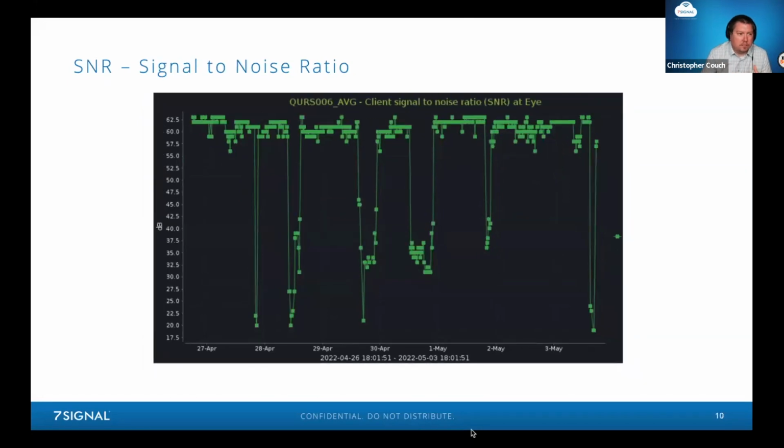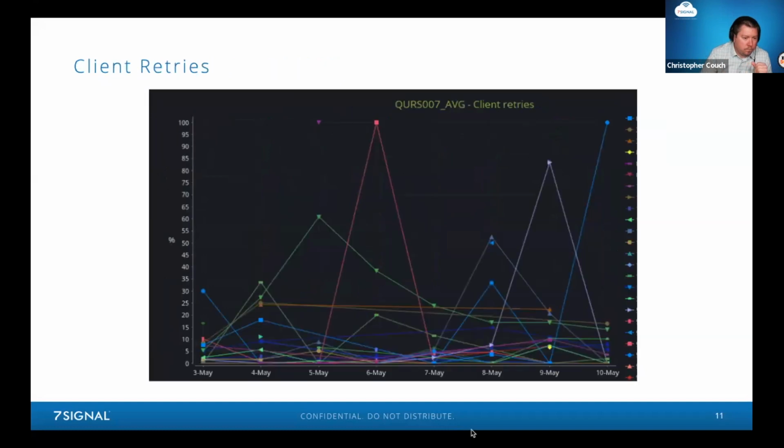Another thing to look at is the signal to noise ratio, which should follow pretty closely to the signal strength of the device. And you can see how that plays out through the network over the weeks as that device roams around.